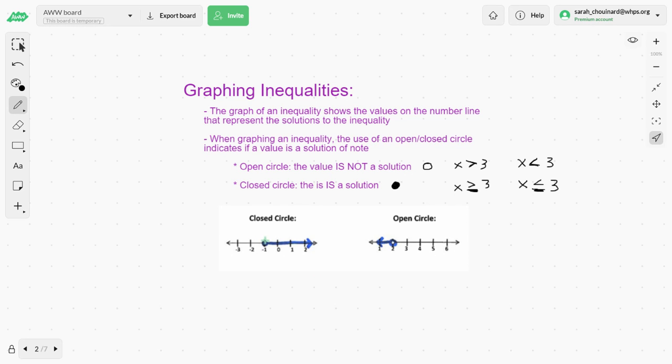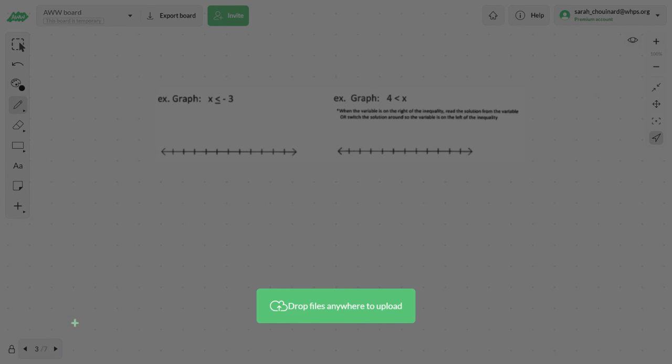For this graph, we have a closed circle and the values are greater than -1. So we would say that x is greater than or equal to -1. This graph and this inequality match. Here it's an open circle and it's smaller than 2, so x is less than 2. Notice I don't put the line underneath because of the open circle. So that's how we graph our inequalities.